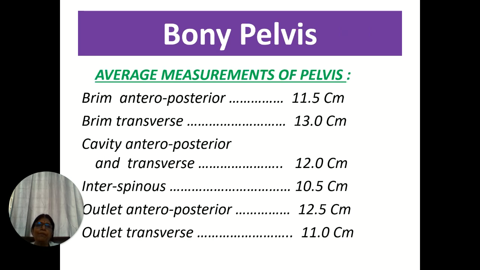So, reminiscing the measurements again. At the brim, the antero-posterior diameter is 11.5 centimeters, the transverse is 13 centimeters, and at the cavity, the AP diameter is around 12 centimeters. Interspinous is 10 to 10.5 centimeters. Antero-posterior at the outlet is 12.5 centimeters, and transverse diameter is 11 centimeters.